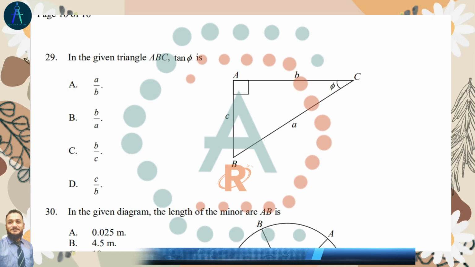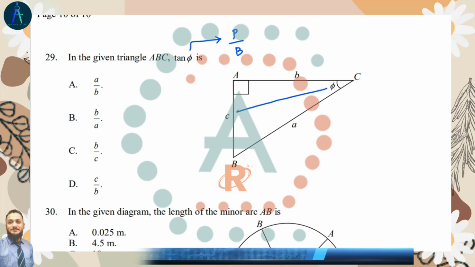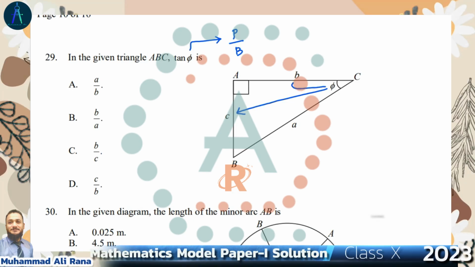In the given triangle, tangent phi is equal to, we know that the tangent ratio is equal to perpendicular over base. So the perpendicular of phi is C and the base of phi is B. So C over B will be the right answer, option D.